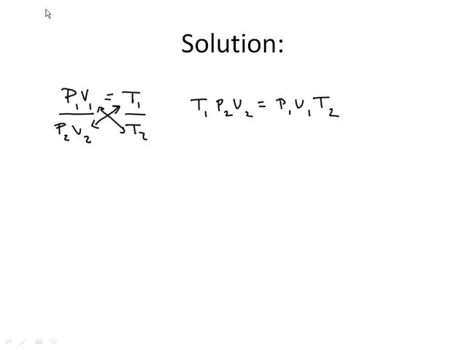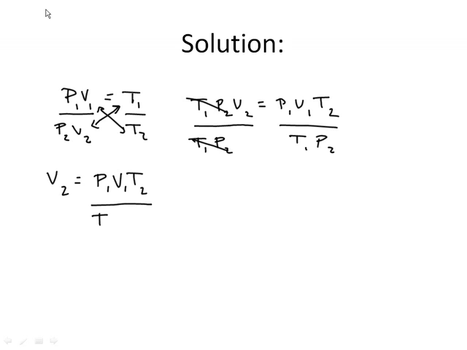And if I want to isolate V2, that means I want to get it by itself, then I need to divide out what's with it, the T1 and the P2. So these guys will cancel. So I'm left with V2 equals P1 V1 T2 over T1 P2. And now it's just a matter of plugging things back in. So let's go back and find out what that was.